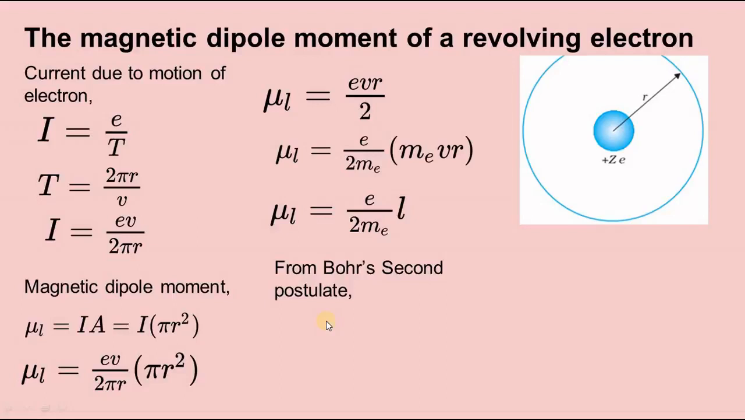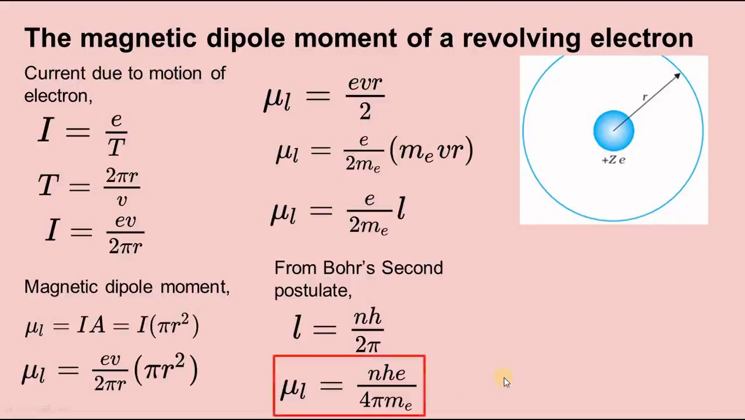From Bohr's second postulate, we have L is equal to nh by 2 pi. This is called the quantization condition. So, you substitute for L and we get mu L equal to nhe by 4 pi me. So this expression gives the magnetic dipole moment of a revolving electron.